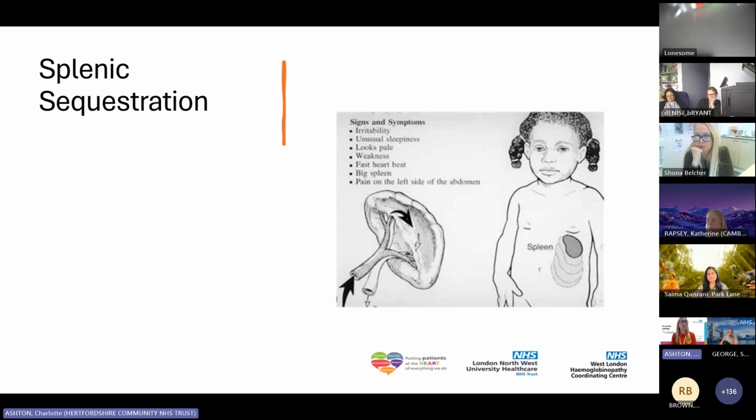And often our children do have their spleen out. So if they've had 2 episodes of splenic sequestration, they will have their spleen removed.